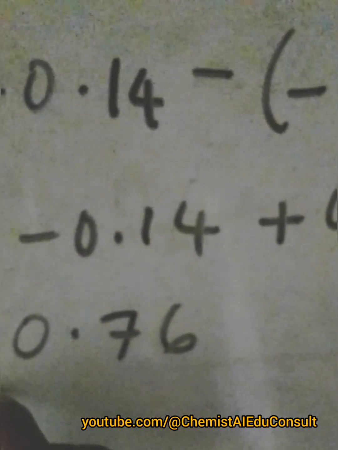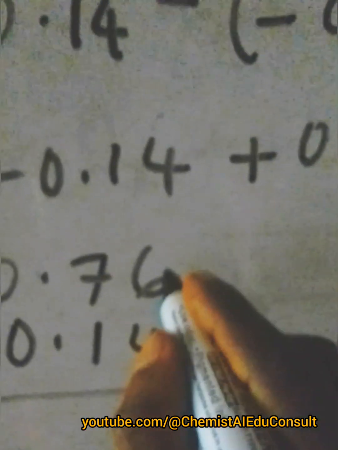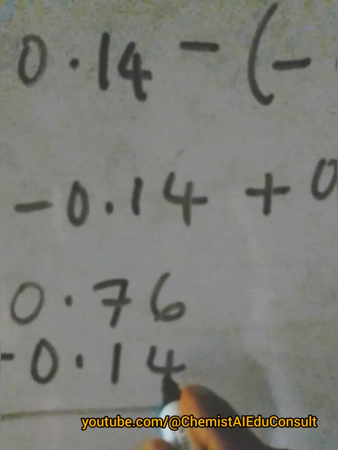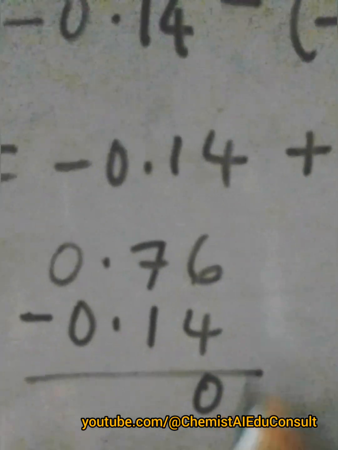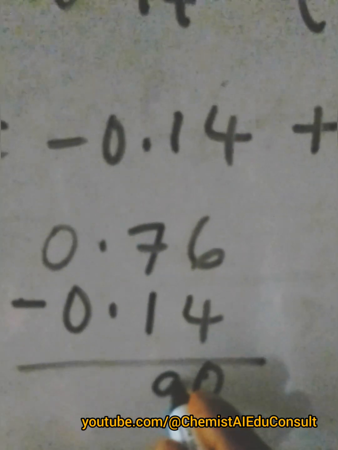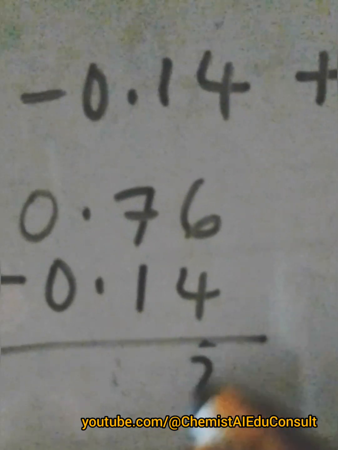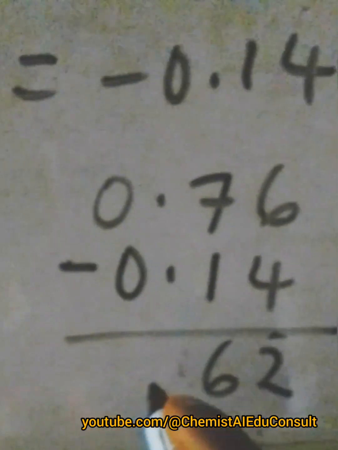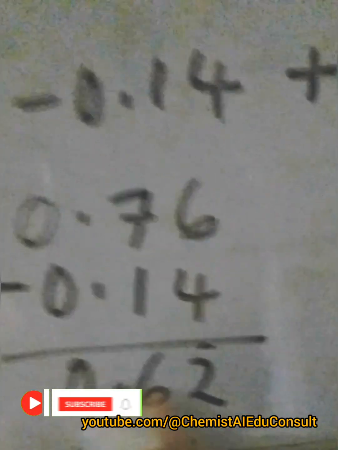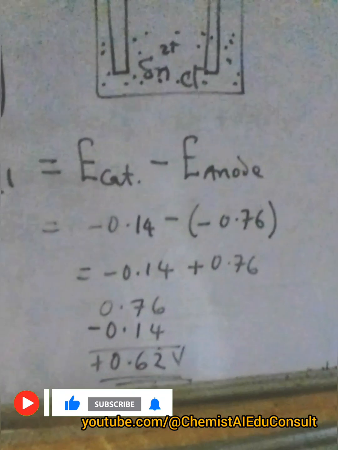That means 0.76 minus 0.14. Sorry, we are not adding, we are subtracting. 6 minus 4 is 2. 7 minus 1 is 6. 0 minus 0 is 0. So the answer is plus 0.62 volts. That is the electromotive force of the cell.